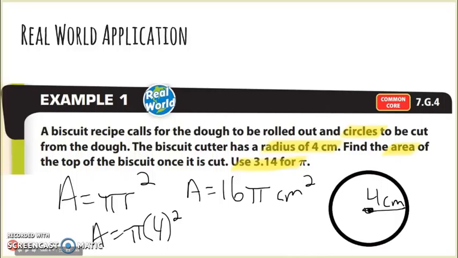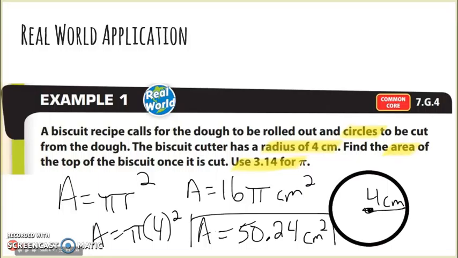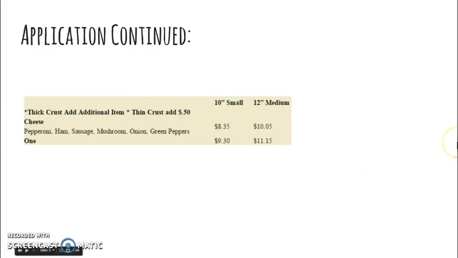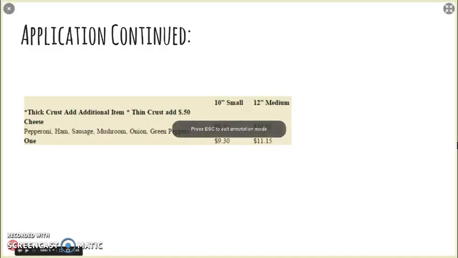However, it's kind of hard to wrap your head around this, and the directions tell you to solve using 3.14 for pi. If we did that, we'd have 50.24 square centimeters. And that's a little easier to wrap our heads around, and we're following the directions indicated by the problem itself. So right here is where I would say that the rubber meets the road.